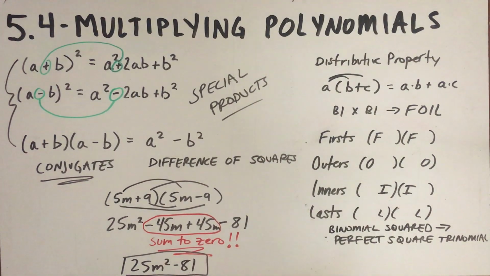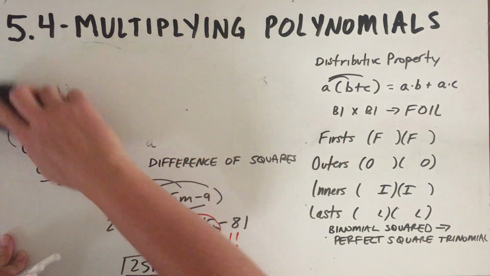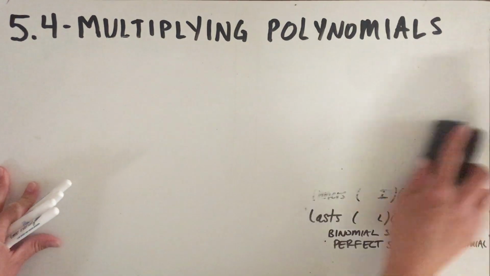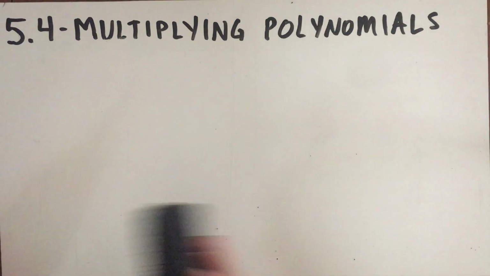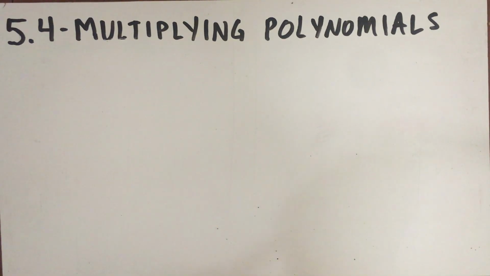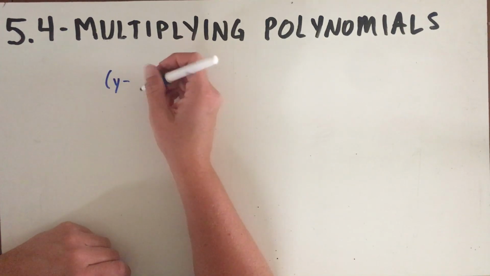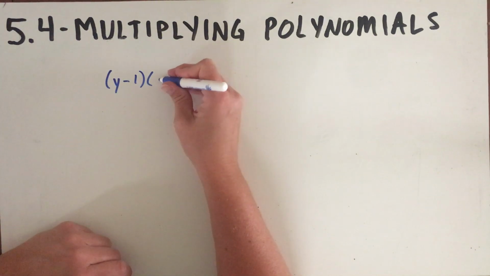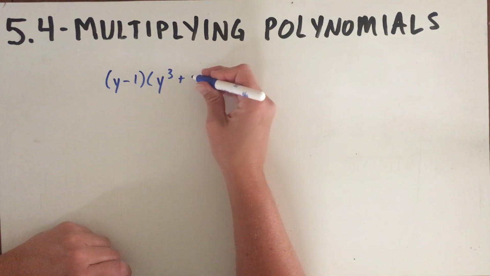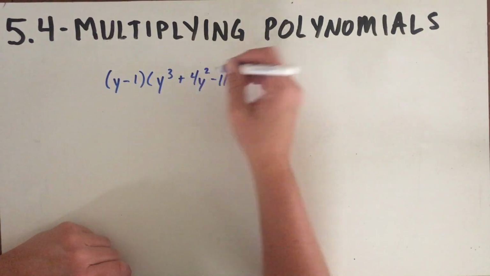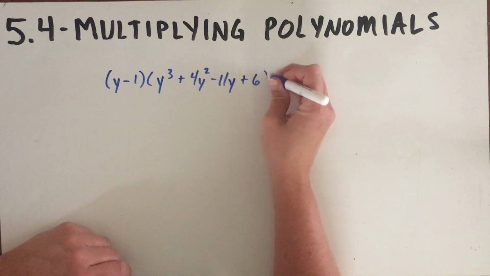Definitely worth noting these. And last thing I want to talk about is how to multiply something bigger than a binomial. There are lots of different ways to do this. But something bigger than a binomial. If I had y minus 1, and I want to multiply that by y cubed plus 4y squared minus 11y plus 6.